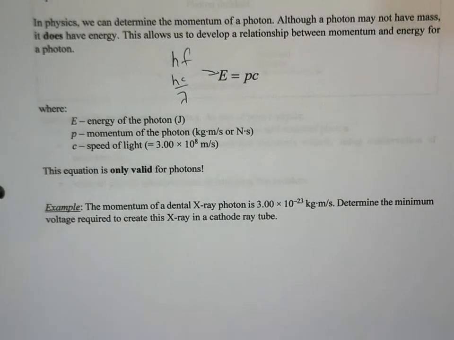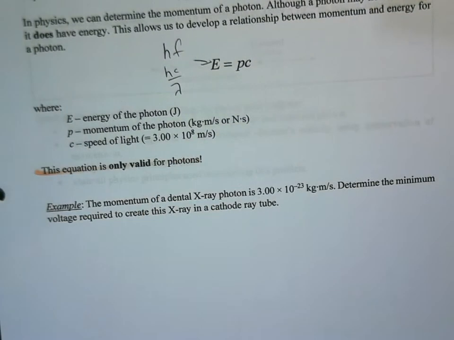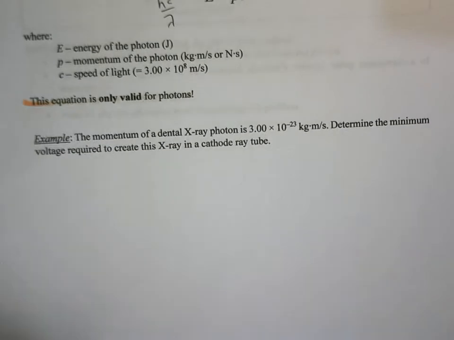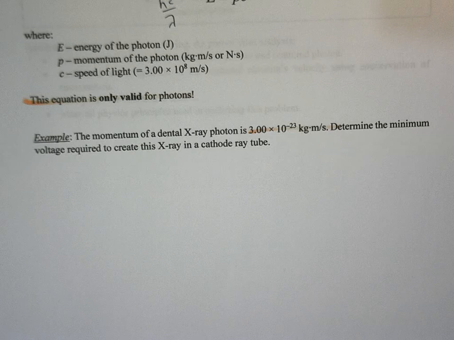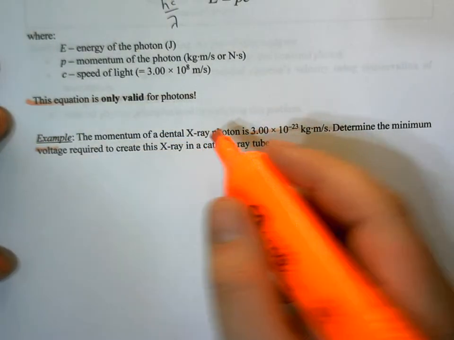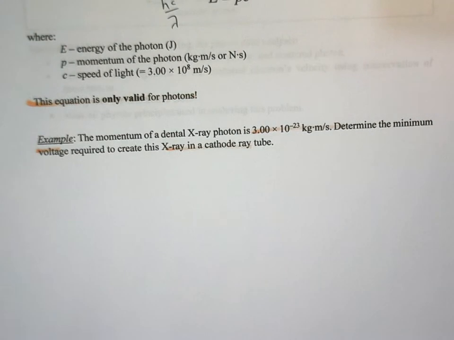The big caveat though, E equals Pc is only for photons. So we wouldn't be using that for anything particle based. We want to be very careful with this equation. It has a very limited application. So let's look at this in an example really quickly. We have the momentum of a dental X-ray photon. It's 3 times 10 to the minus 23 kilogram meters per second. We would like to determine the minimum voltage that is required to create this X-ray in a cathode ray tube.